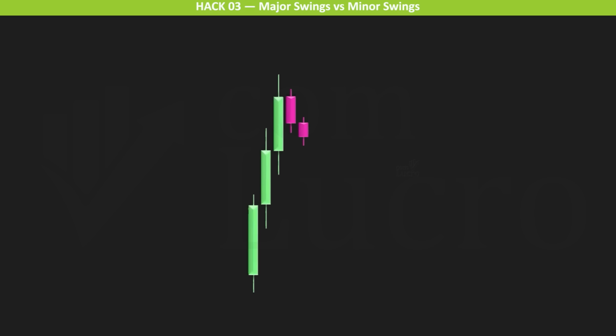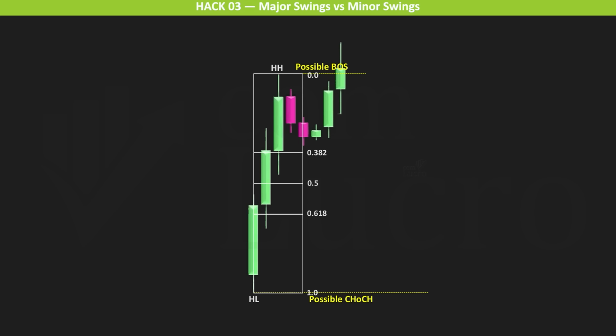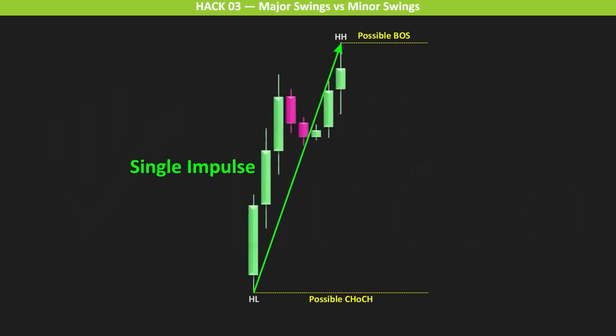Now let us move to the third and final criterion that helps us define a valid pullback: the depth of the retracement. In the Cont framework, pullback and retracement mean the same thing. Consider this example of an upward impulsive leg. After the impulse, price forms two retracement candles. But this pullback does not reach the 38.2% Fibonacci retracement level. Because this minimum depth is not achieved, this retracement is considered invalid. As a result, this move is not classified as a real pullback.